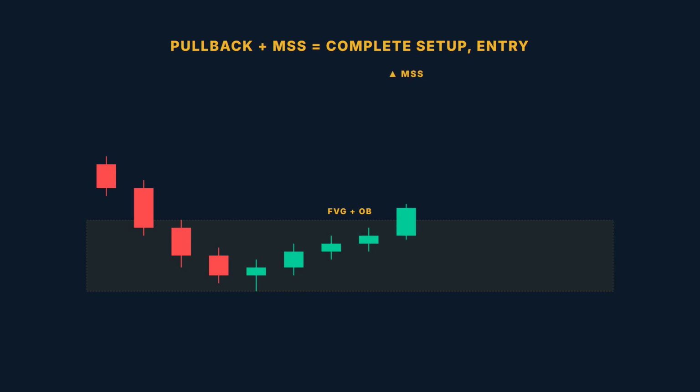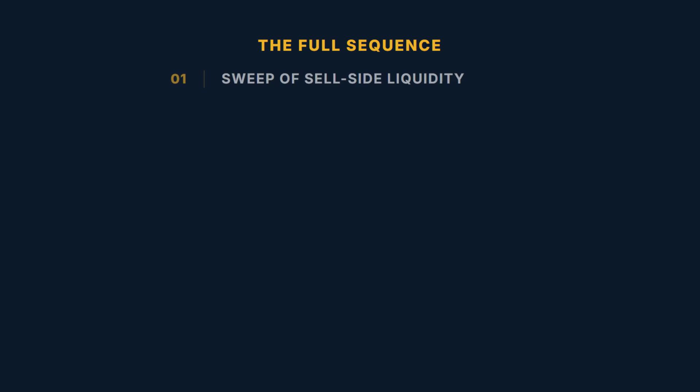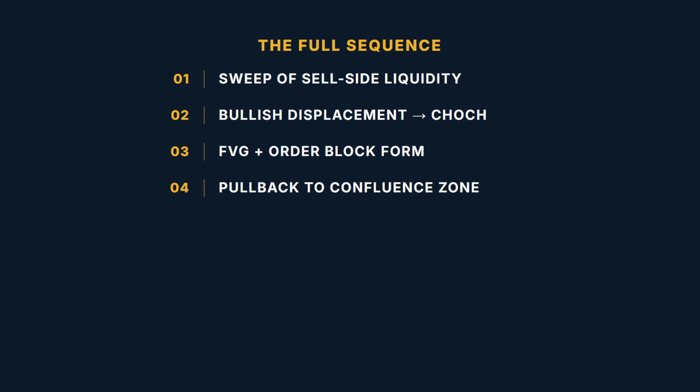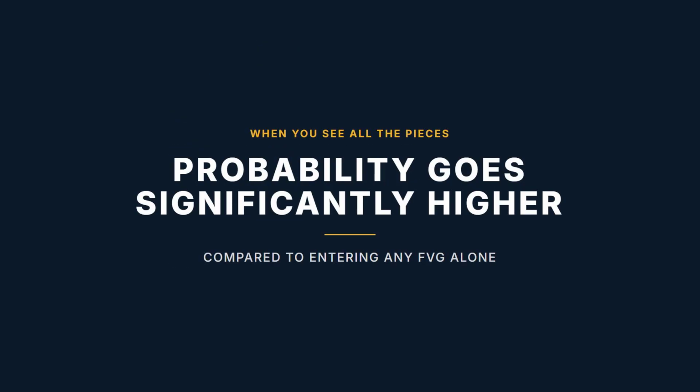And that brings us to the concept of change of character, or CHOCH, which is the first confirmation that structure is shifting. When the market is in a downtrend, consistently forming lower highs and lower lows, and then suddenly breaks the last lower high impulsively with a displacement candle, that is the CHOCH. It is the signal that the direction of the move is changing. The downtrend was interrupted by a structural break with force, indicating that the bias has started shifting from bearish to bullish. At that point, you do not buy immediately.